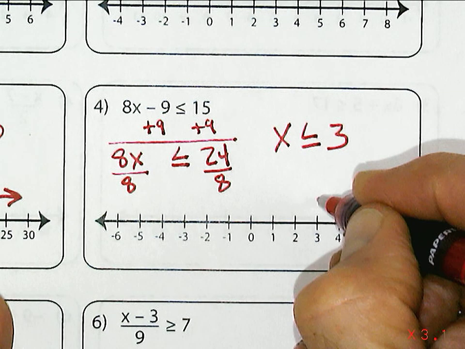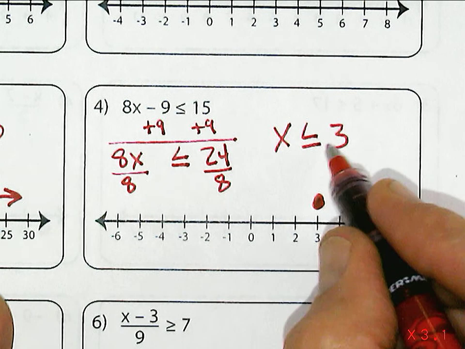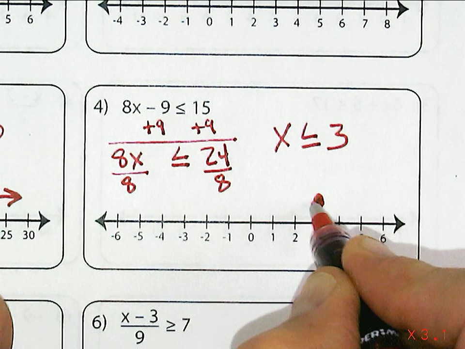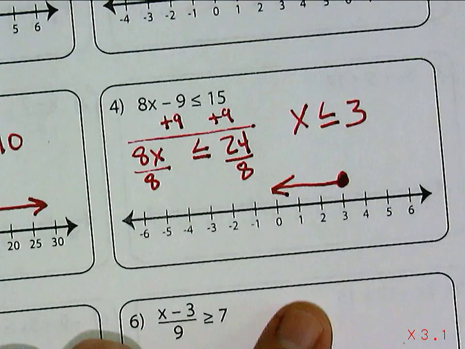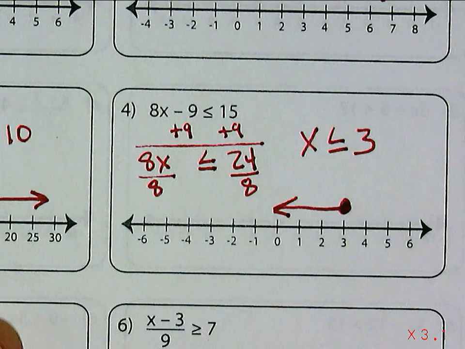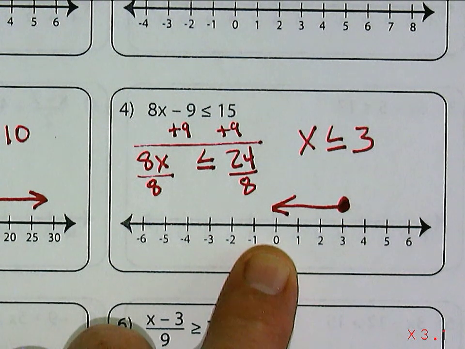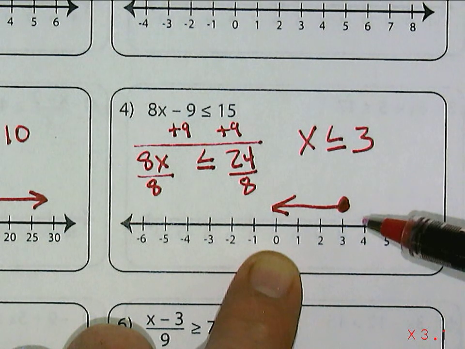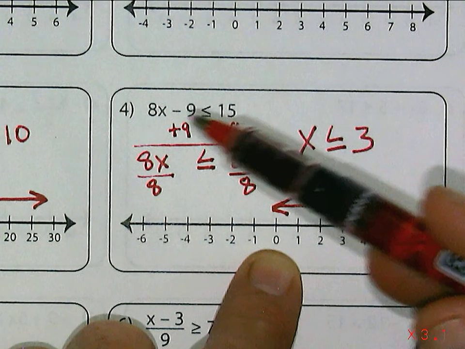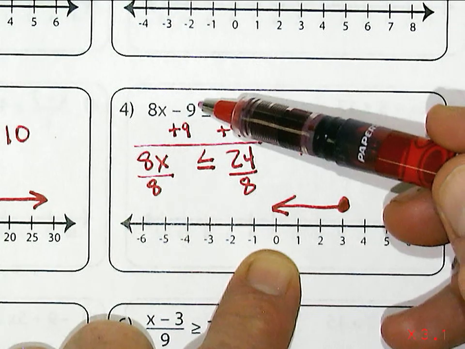And so my symbol, solid dot, filled in. That's the equal to 3, and then x is less than or equal to 3. So everything to the left of the 3 would be true for this inequality. And again, I could check. I could pick a value for x that's less than or equal to 3. Even if I chose the 3, that should give me a 15 for an answer. 8 times 3 is 24, minus 9 is 15.